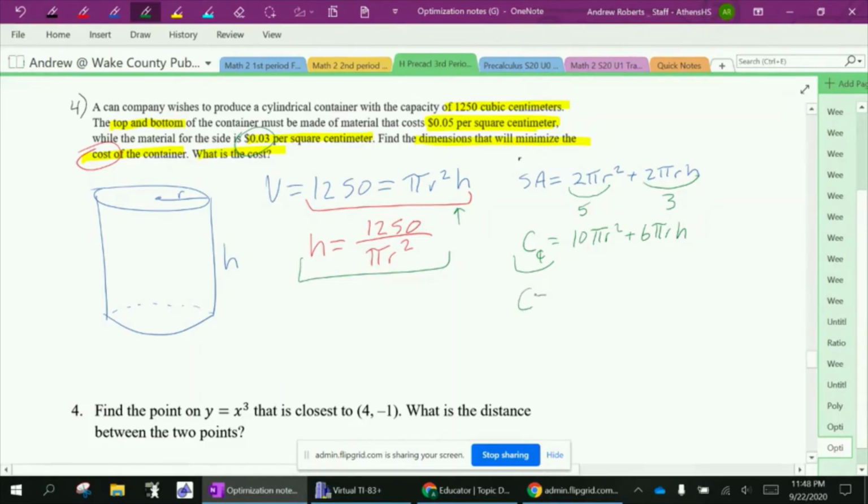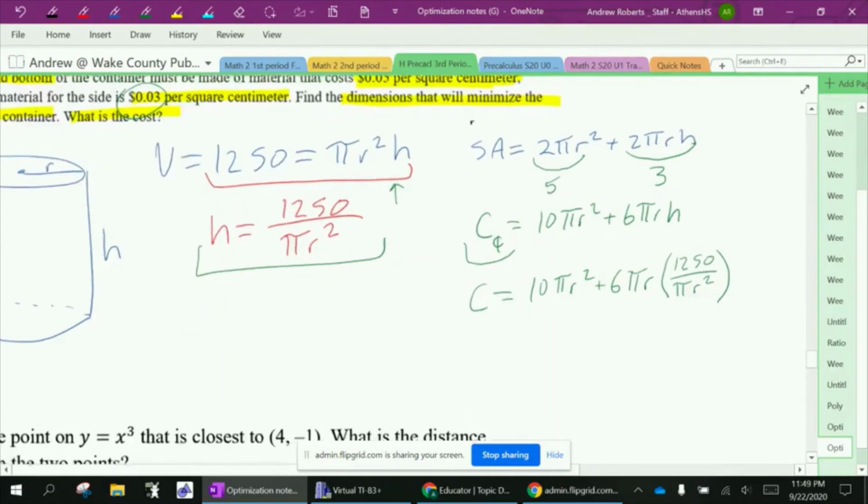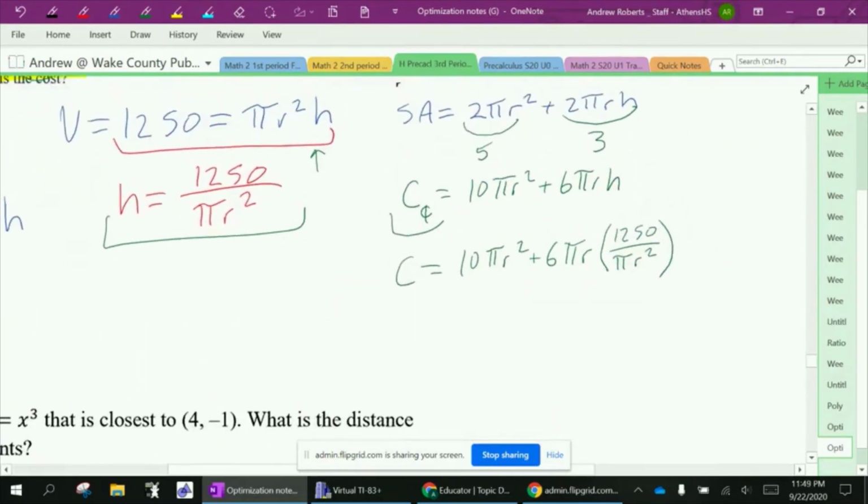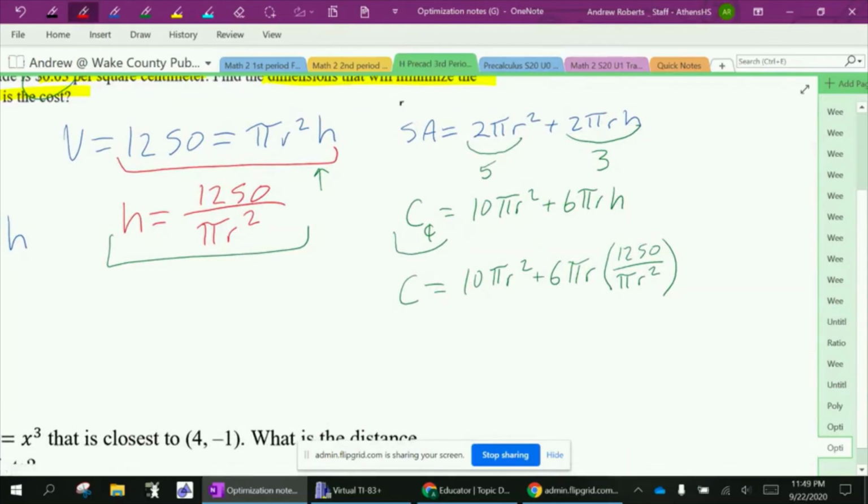So I'm going to have my cost equals 10 pi r squared plus 6 pi r times 1,250 divided by pi r squared. Now, you don't have to simplify that if you don't want to. However, that's a really easy simplification. I know that the pi will cancel out with the pi, the r will cancel out with the squared, and then I know that 6 times 1,250 is 7,500, just off the top of my head.